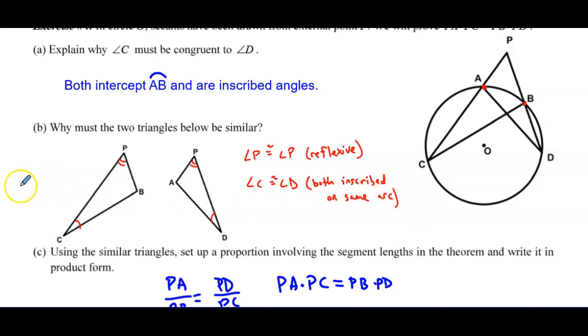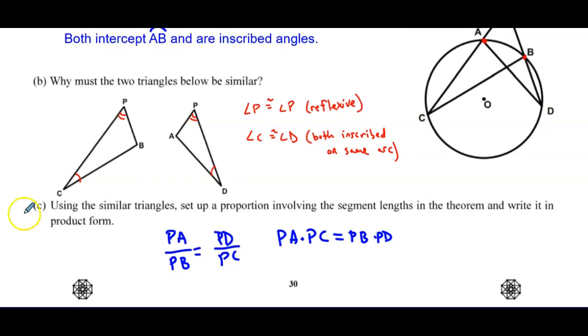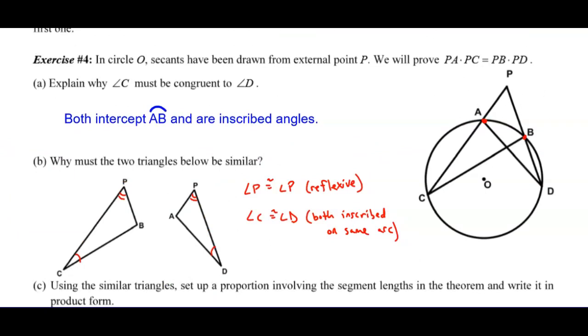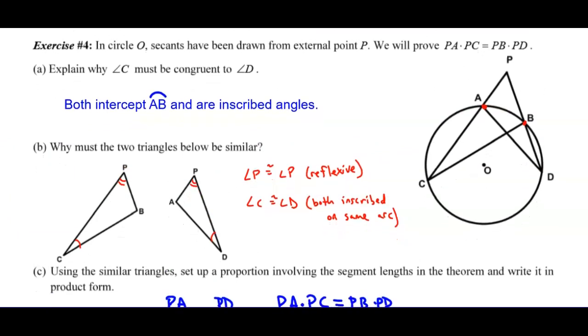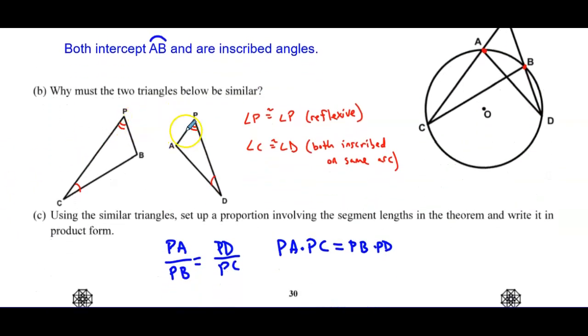Okay, and so using similar triangles, we can set up a proportion involving the segments that we were looking for. So recall it was PA, PC, PB, PD. So that's a different color. That's this one. That's this one. It's this one. And it's this one. This one. Okay, so I don't care about BC.